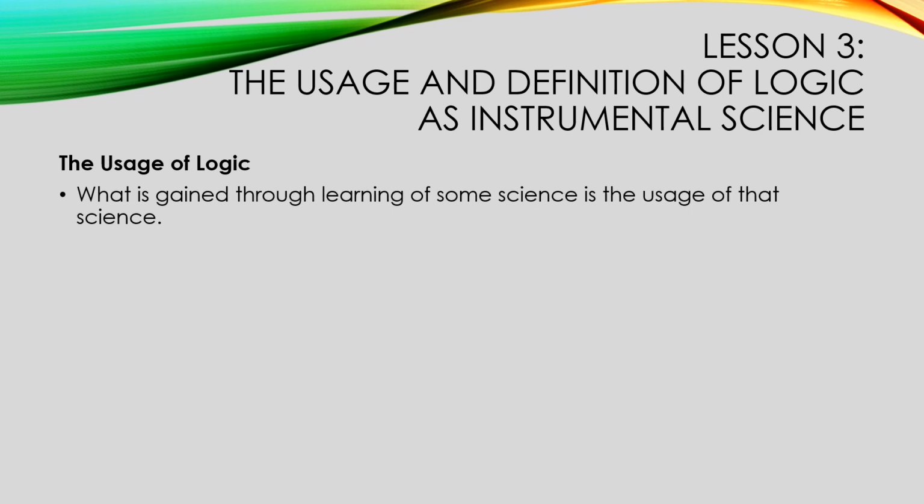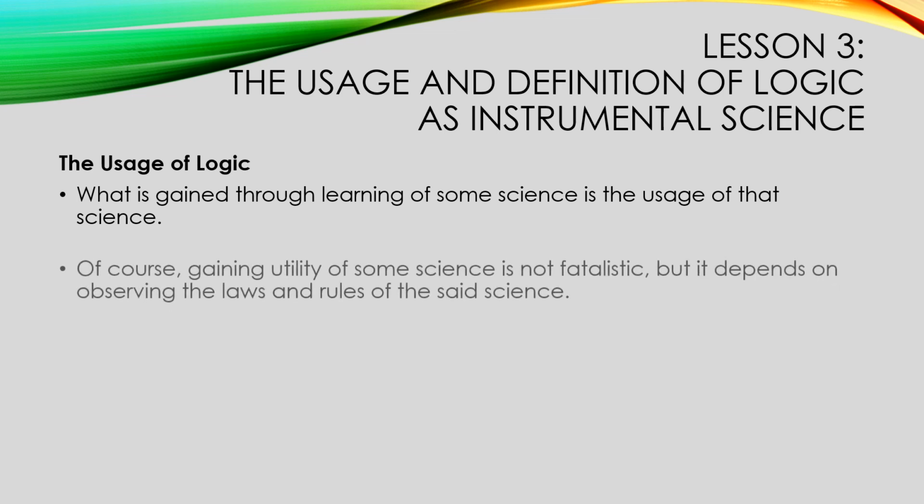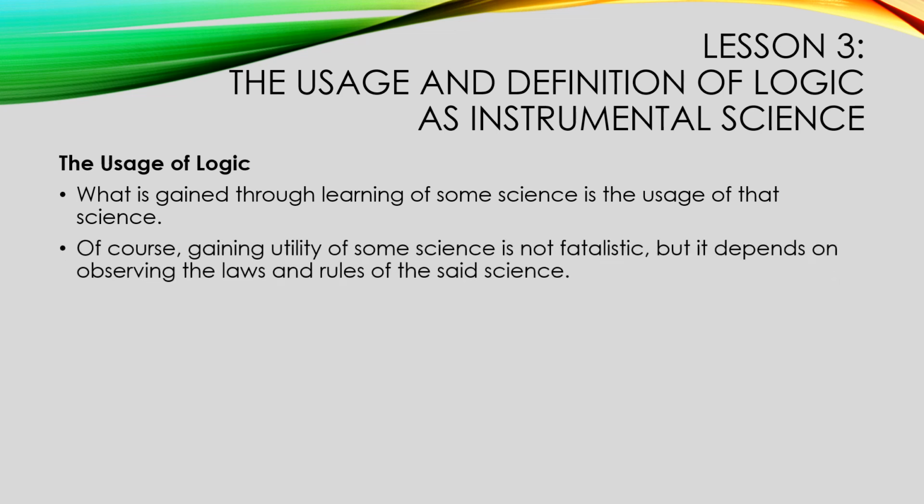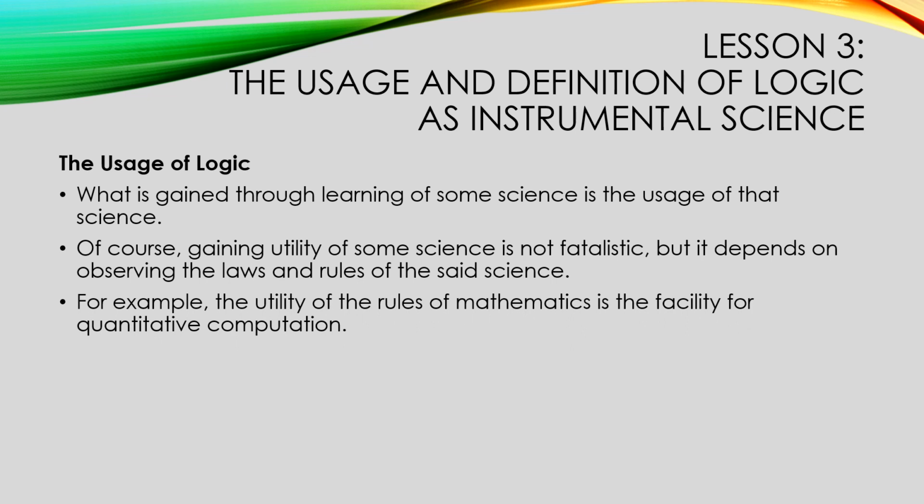What is gained through learning of some science is the usage of that science. Of course, gaining utility of some science is not fatalistic or determinist, but it depends on observing the laws and rules of the said science. For example, the utility of the rules of mathematics is the facility for quantitative computation.